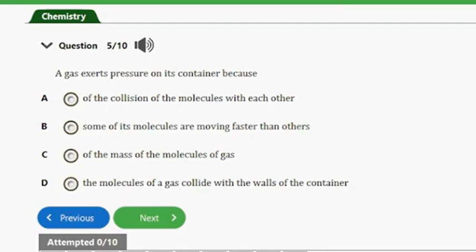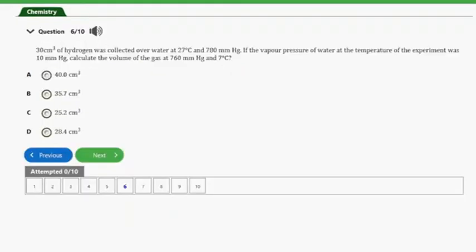So let's consider the next question. Question number 5. It says a gas exerts pressure on its container because A, of the collision of the molecules with each other, B, some of its molecules are moving faster than others, C, the mass of the molecules of gas, D, the molecules of a gas collide with the walls of the container. So guys, a gas actually exerts pressure on the container because the molecules of the gas collide with the walls of the container. And that's option D, guys.